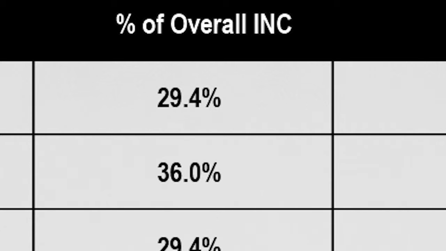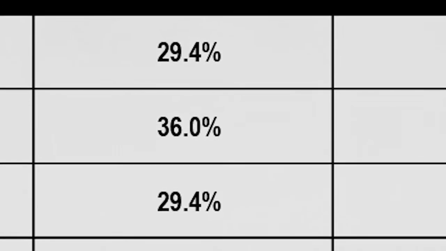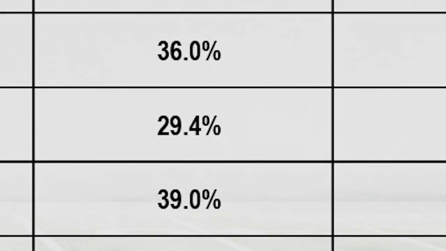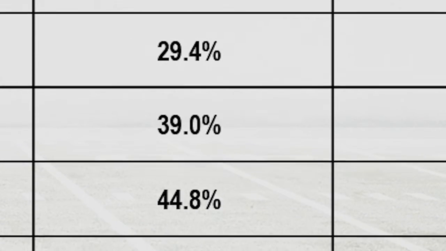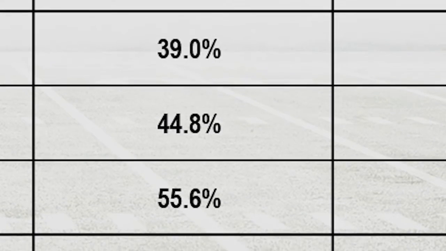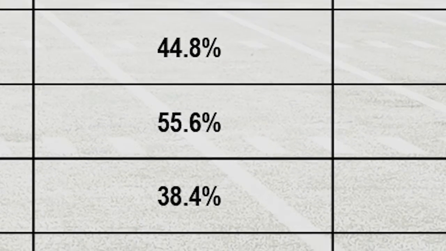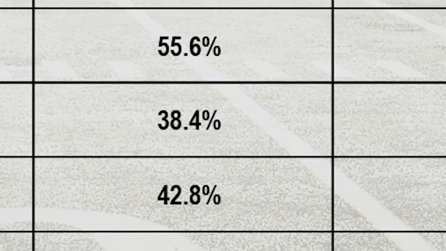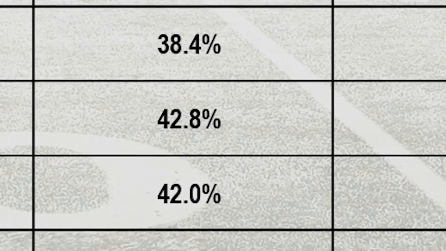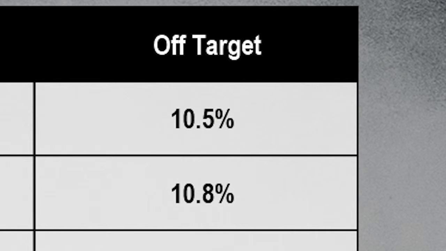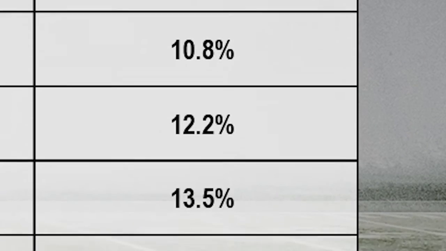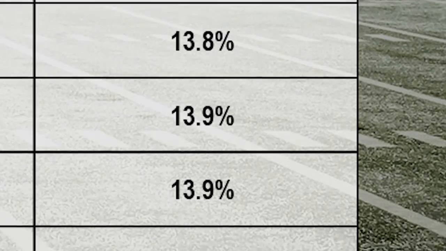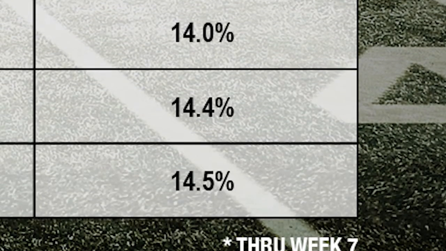And as I mentioned in the open, the incompletions that we look at are over 20 different reasons, and they can include passes deflected at the line, balls thrown away on purpose, balls spiked to stop the clock. So these are all overthrows, underthrows, and wide throws added up and then taken as a percentage of total incompletions. The last column on the right-hand side is off target. This is simply all overthrows, underthrows, and wide throws, the sum of those numbers, divided by the total pass attempts.